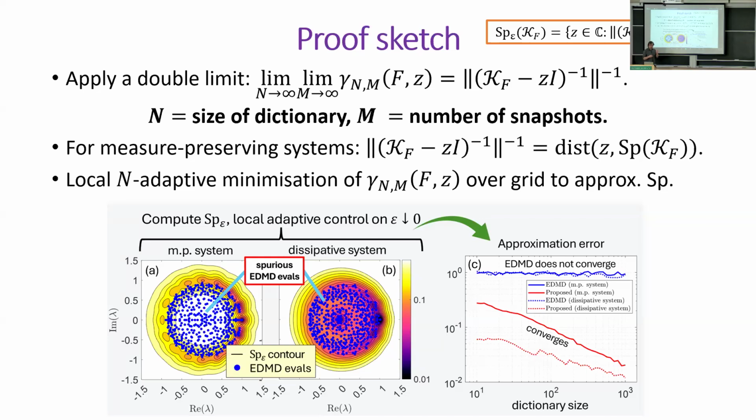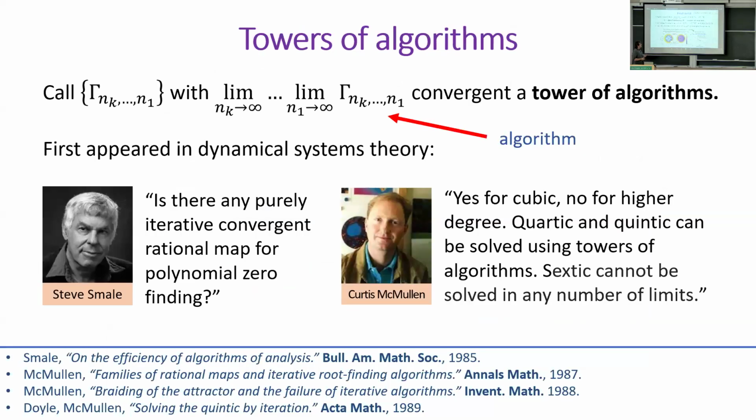We also have an impossibility result saying we can't do it in one limit. So now we can start to talk about the framework and the building blocks behind these ideas. Okay, so towers of algorithms.